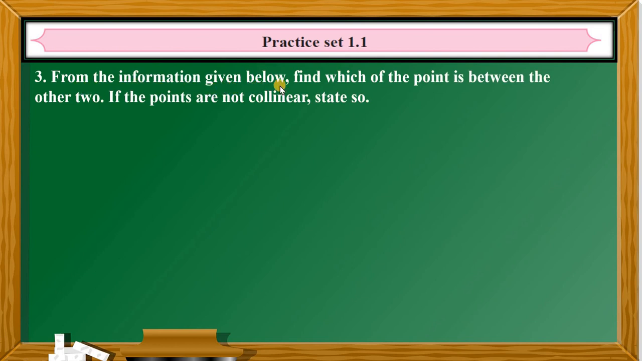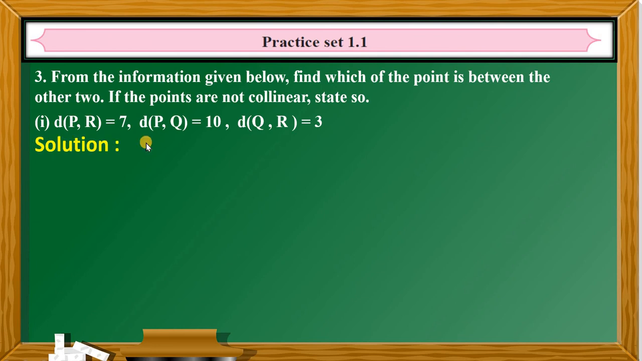From the information given below, find which of the points is between the other two. If the points are collinear, state so. Now let's take the first example. Here distance PR is 7, distance PQ is 10 and distance between Q and R is 3. Now first of all students, we have to find out whether the points are collinear or not.